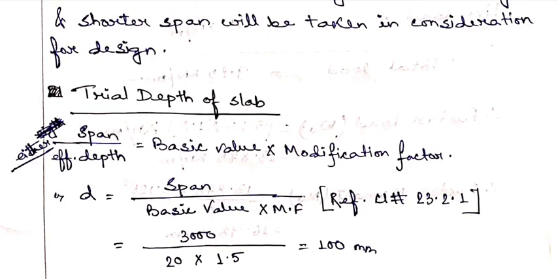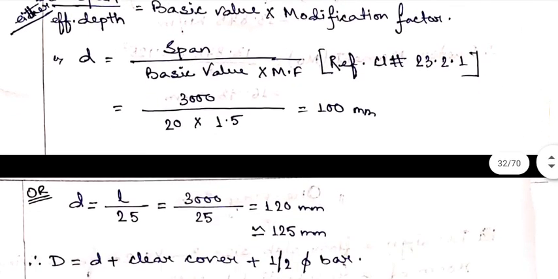Basic value is 20, we get it from clause number 23.2.1 of IS 456. We saw it before, and the basic value given there for a simply supported beam is 20. As slab is designed as a beam, we have to take that value. Now the modification factor you have to assume. There is no strict rule, you just have to assume. So this comes to 100 mm, and there is another method. You can do it like that also.